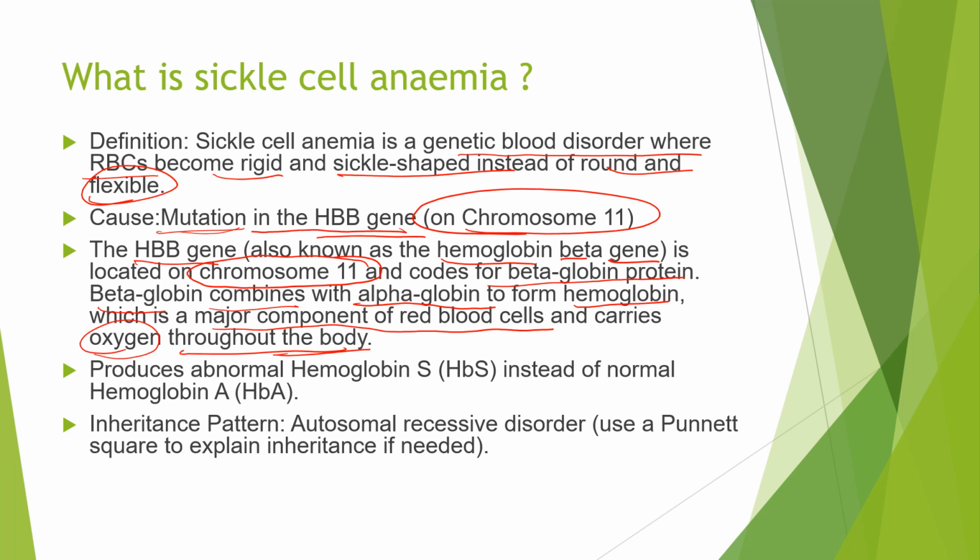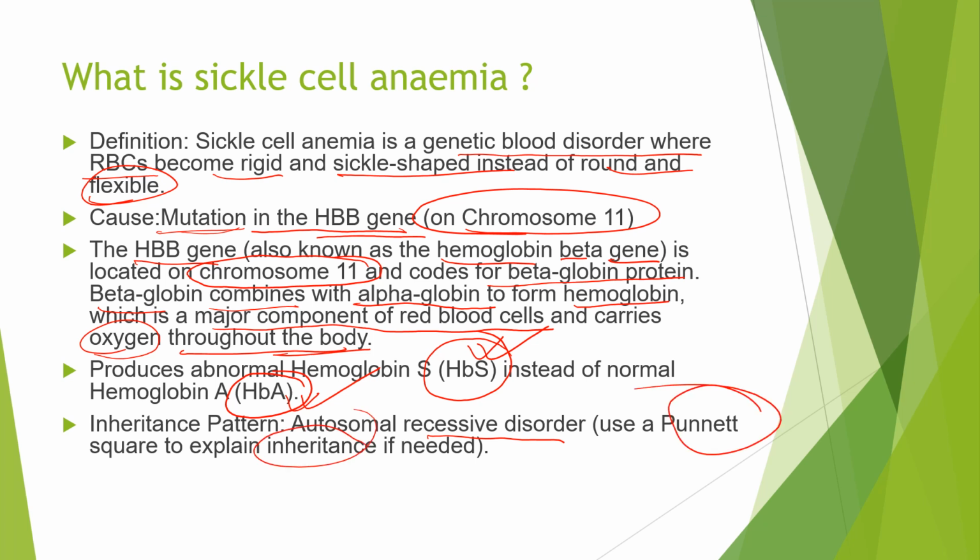Now, we can say that this mutation or change in the HBB gene on chromosome 11 is causing the production of abnormal hemoglobin S instead of the normal hemoglobin A. So this is the sickle cell hemoglobin and this is the normal hemoglobin. How is it formed generation after generation? It is an autosomal recessive disorder. We will check that in the next slide using the Punnett square.